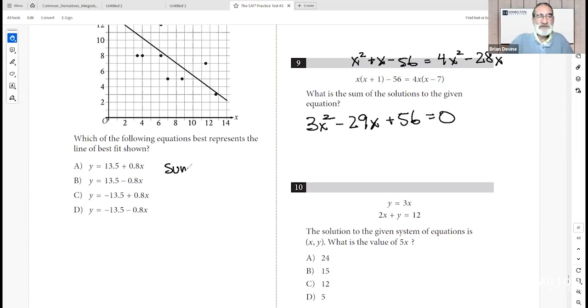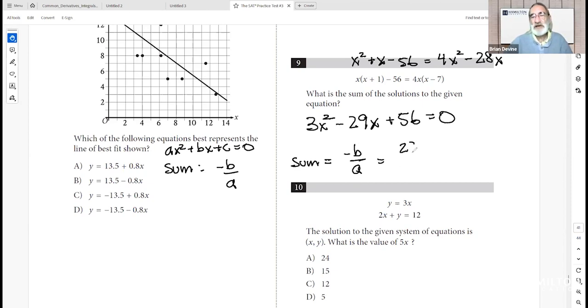Now, here's a fact. The sum of the solutions for a quadratic, when it's in the form ax squared plus bx plus c equals 0, is going to be negative b over a. Well, if I take negative b over a, then the sum of the solutions for this should be 29 over 3. So 29 over 3, or you could rewrite that as 9.666. Either of those would work.